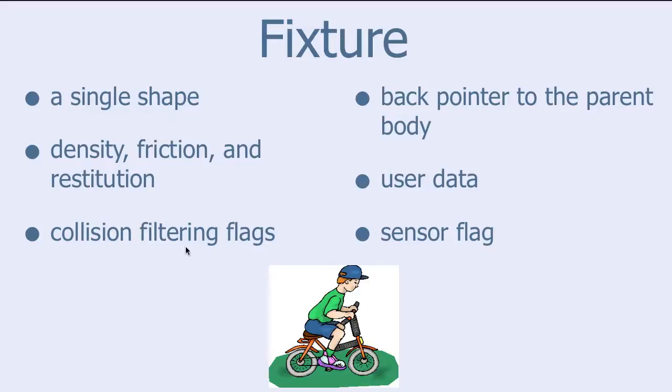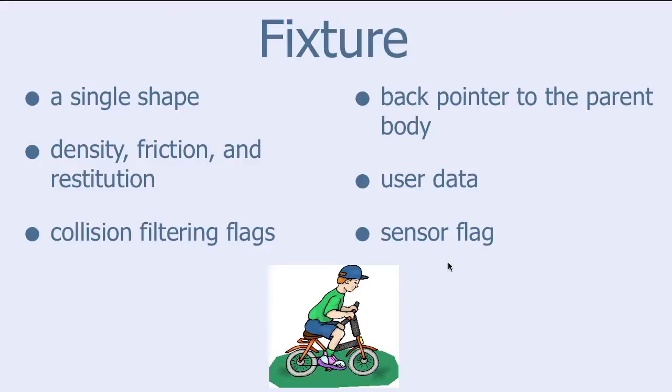For instance, suppose you have 3 bodies: a boy, a bike, and the ground. If the boy falls off the bike, you want him to collide with the ground. But you wouldn't want the boy to collide with the bike, because otherwise he would never be able to mount the bike. As soon as he would touch it, he would bounce.